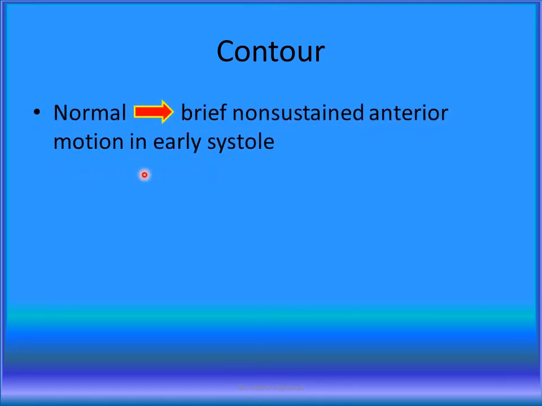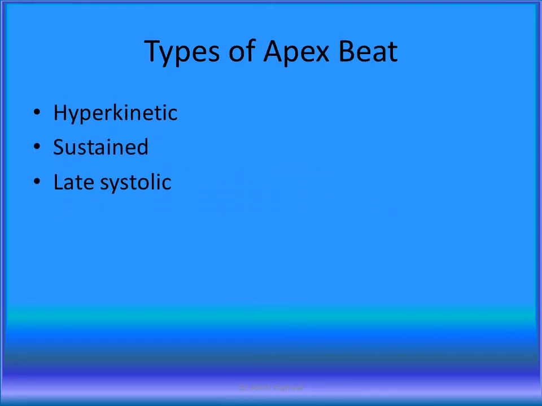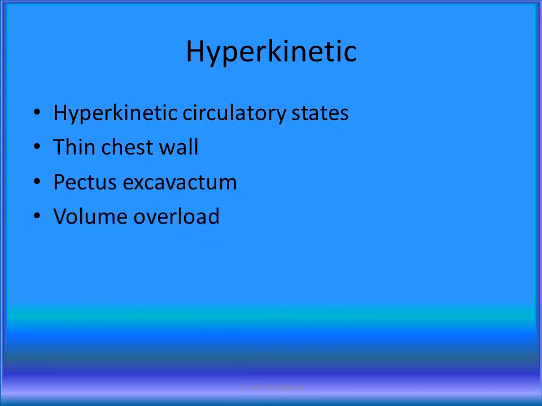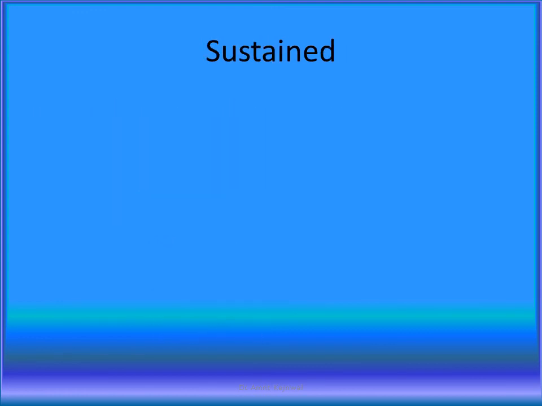Contour. Normally it's a brief non-sustained anterior movement seen in early systole. Sustained continues into late systole. The types of apex beat: hyperkinetic, sustained and late systolic. Hyperkinetic is seen in hyperkinetic circulatory states, thin chest walls, pectus excavatum, and volume overload seen in conditions such as aortic regurgitation, mitral regurgitation and ventricular septal defects.